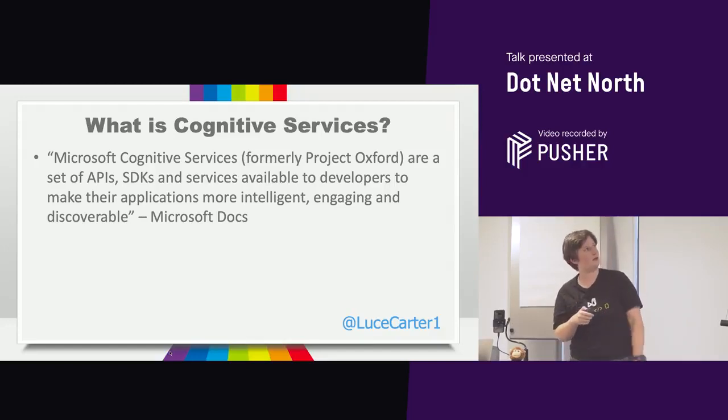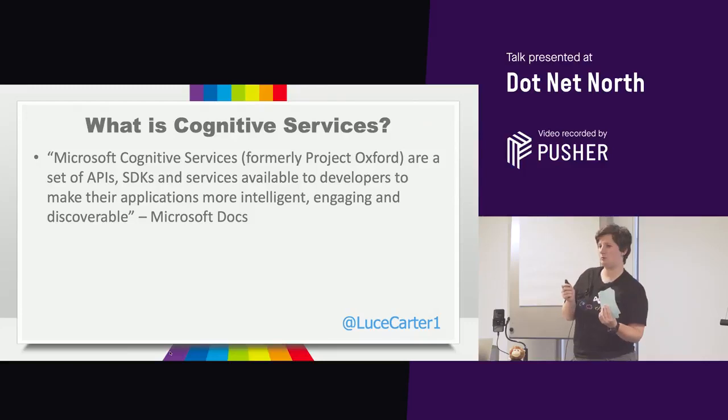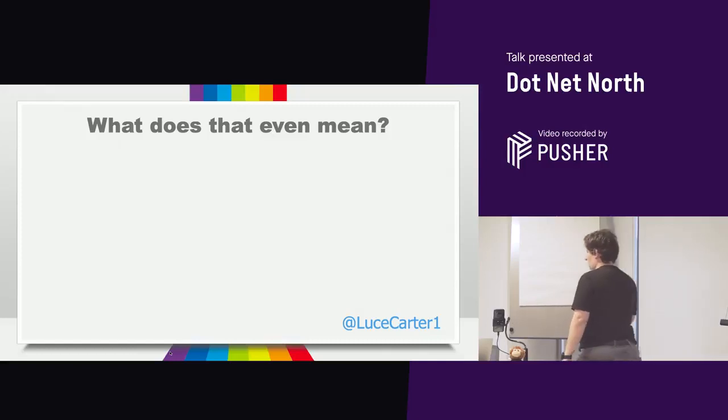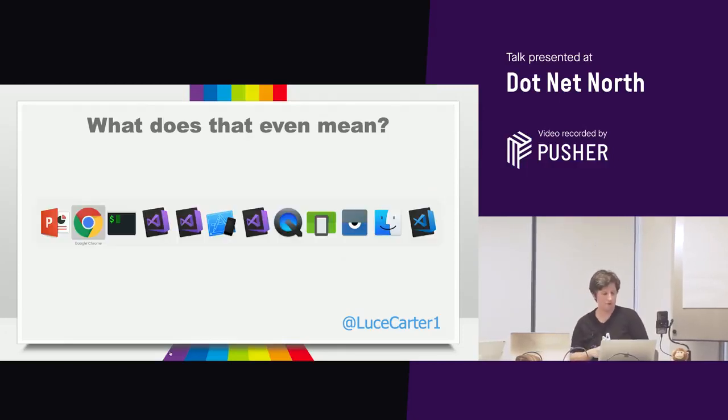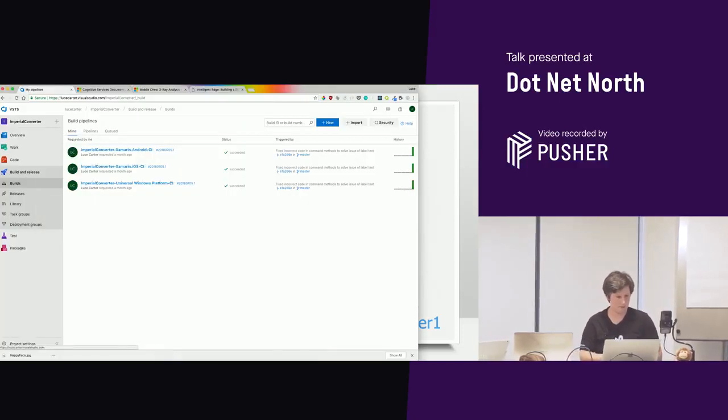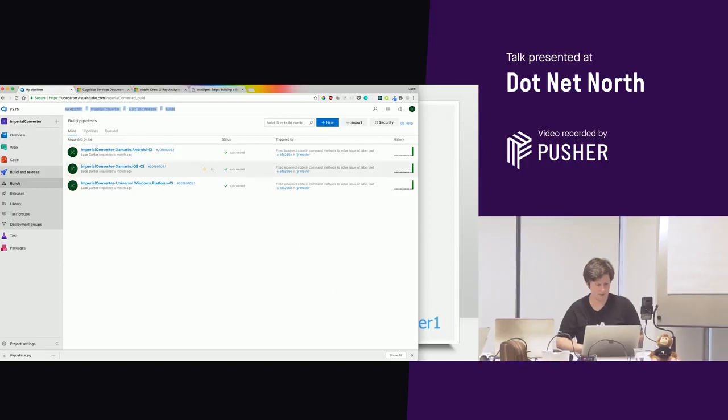This is where I like Cognitive Services. This is Microsoft's definition: Microsoft Cognitive Services, formerly Project Oxford, are a set of APIs, SDKs, and services available to developers to make their applications more intelligent, engaging, and discoverable. Cool, so that's someone's marketing from their docs, and it is true, but what does that actually mean? What can you actually do with it? So let's have a look. We'll quickly jump on here, and I will show you, the mouse has gone again.